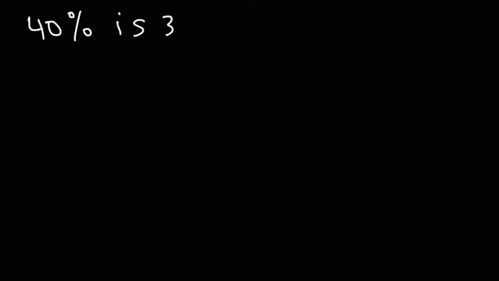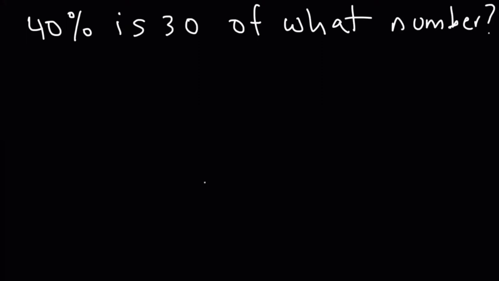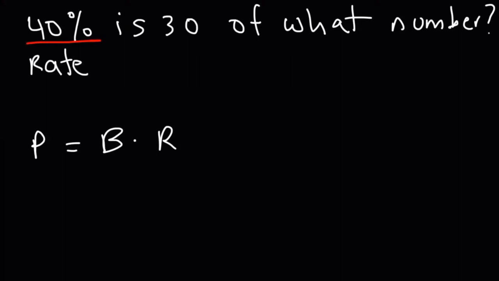40% of what number is 30? Feel free to pause the video and try this example problem. So let's use the formula again. Percentage is equal to the base times the rate. So let's identify what we have. 40%, even though it has the percentage symbol in front of it, that is the rate. Now what about 30? The number that is associated with the word is the percentage. So that's P.